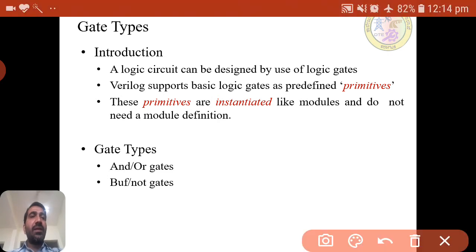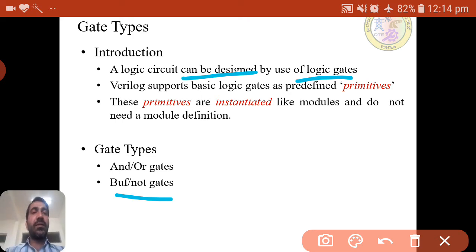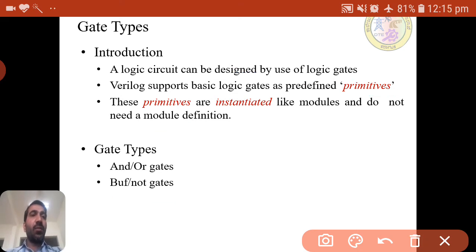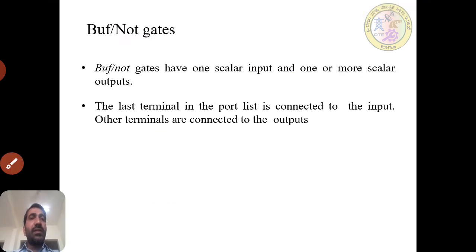As we know, the logic circuit will be designed with logic gates. Logic gates are not only AND, OR, XOR and so on, so we will use the buffer and NOT gate also. These are very important gates, as we have seen with AND OR gates. These two are also called primitives, and as we know, primitives don't need a module definition while writing the code. So let's go to the next.